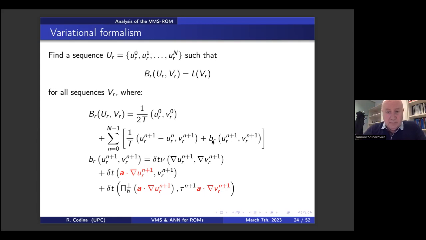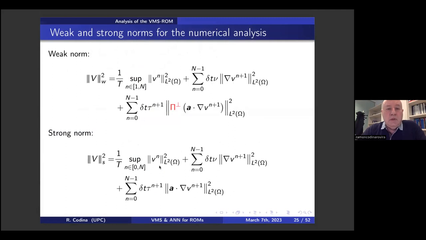So this little b is the bilinear form that arises from the space approximation and has a contribution from the viscous term, a contribution from convection, and of course the stabilizing term. So we can define two norms. One is what I call here the weak norm, which essentially is the L infinity L2 norm, so L2 norm squared, of course. The norm that comes from the Galerkin term, which is viscosity multiplied by the gradient squared, a sort of L2H1 norm. And then we have the norm coming from the stabilization term. If we put the orthogonal projection here, this is rather weak because we don't control the whole convective term, but only the orthogonal component of it. But we can also define the strong norm in which we control the whole convective term. And of course, the important thing is to obtain results involving the strong norm and not the weak norm.